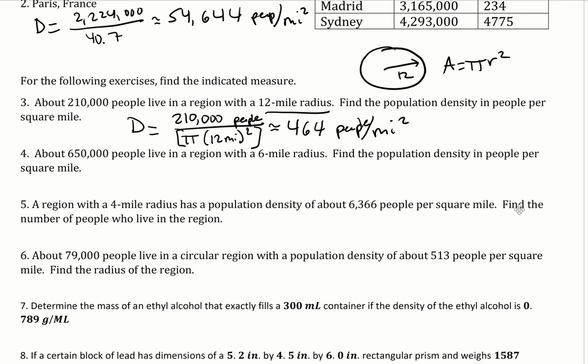For number 4, about 650,000 people live in a region with a 6-mile radius. Find the population density. This is the same deal. So D is 650,000 people over our area, which is pi times 6 miles squared. And I'll leave it to you to calculate that decimal there.